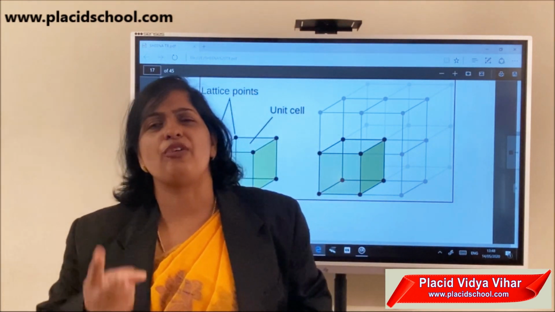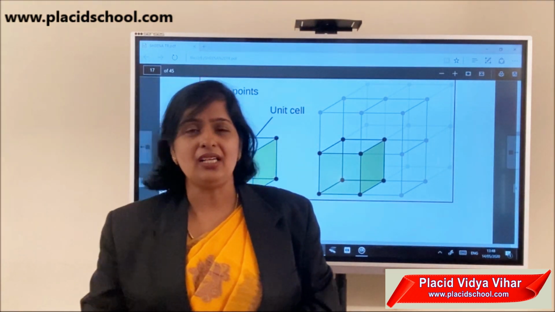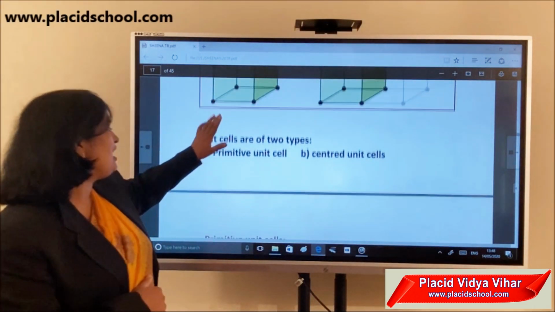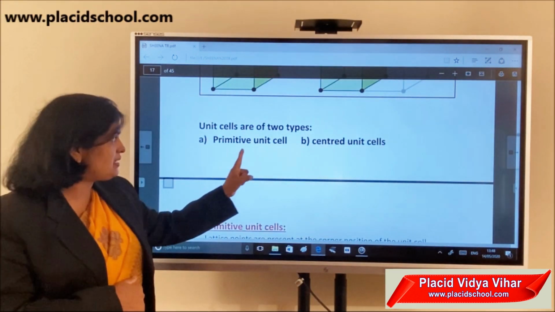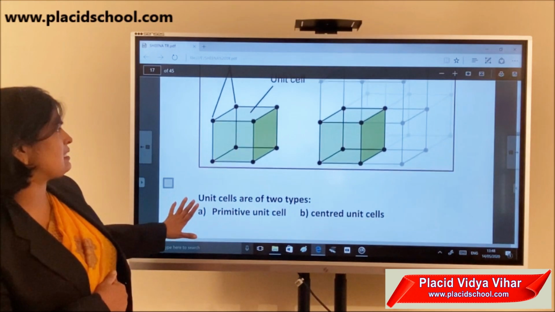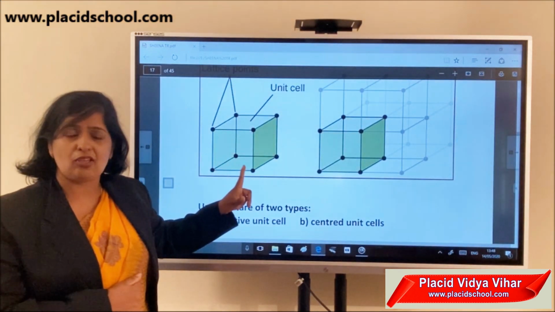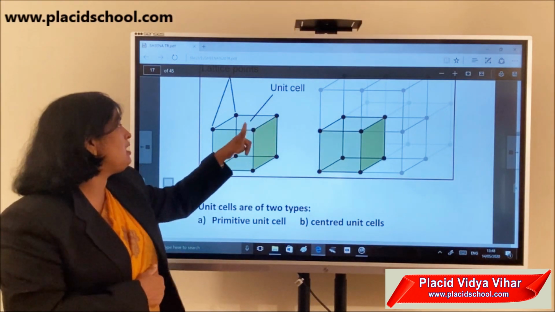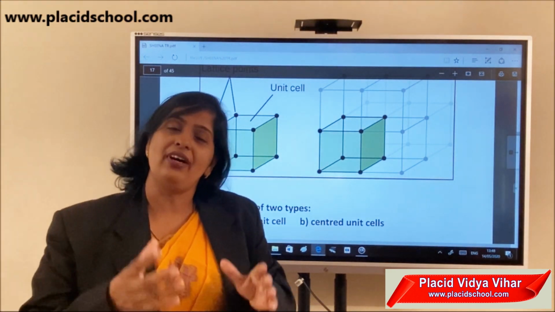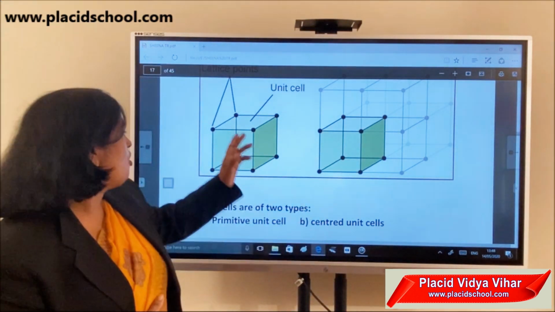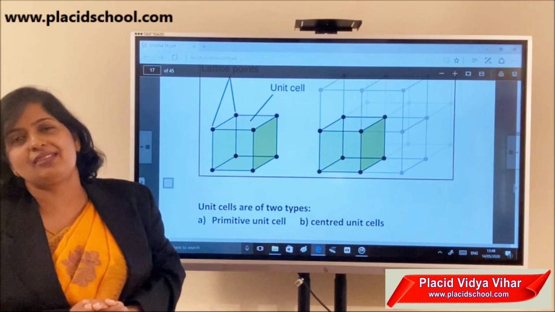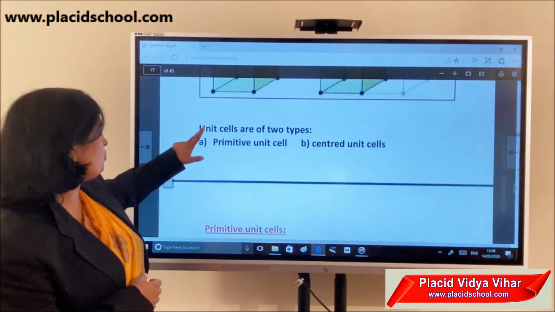Now, we are talking about unit cells. Unit cells are of two types: primitive unit cells and centered unit cells. In primitive unit cells, the particles or atoms or ions are seen only at the corners of the unit cell. Here the unit cell has the shape of a cube and the particles are seen only at the corners of the unit cell. Such types of unit cell are called primitive unit cells.